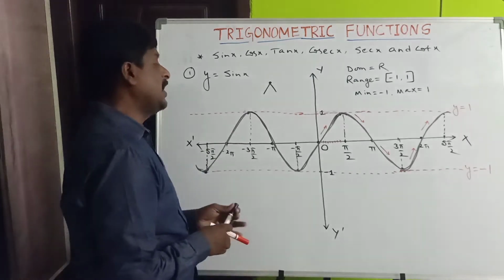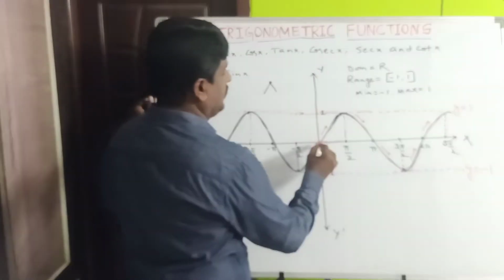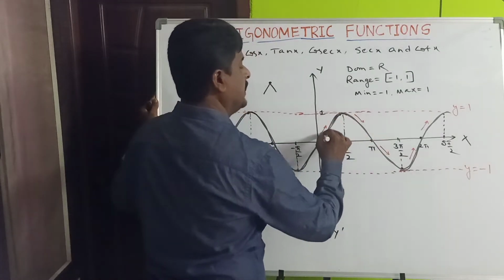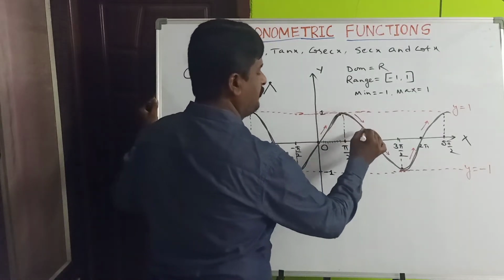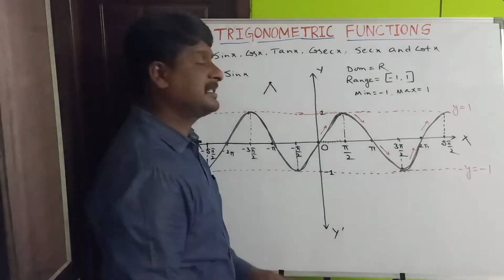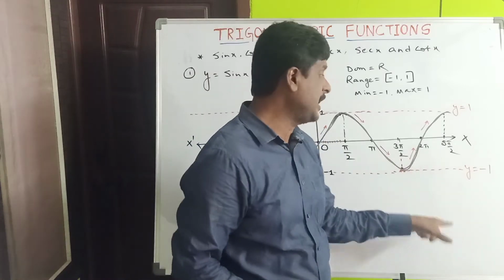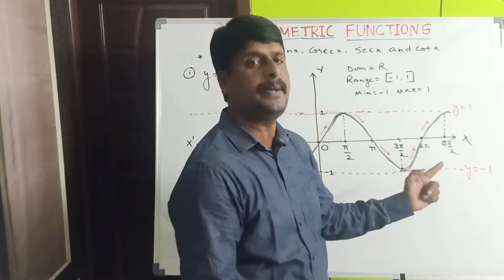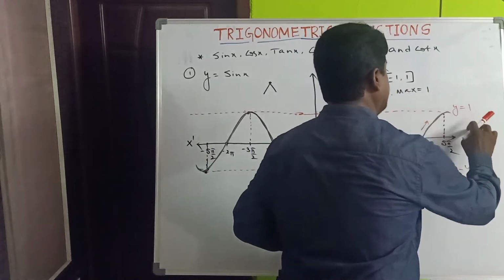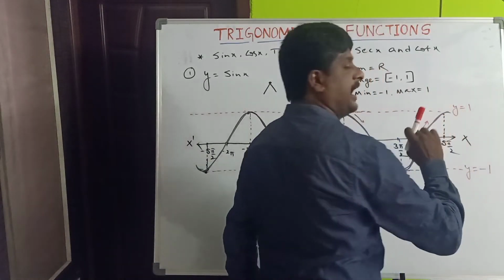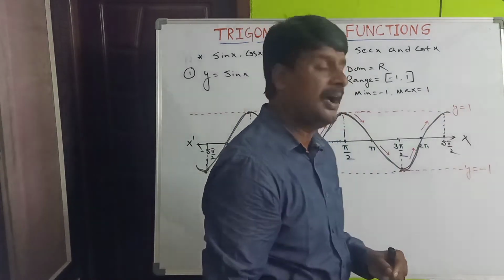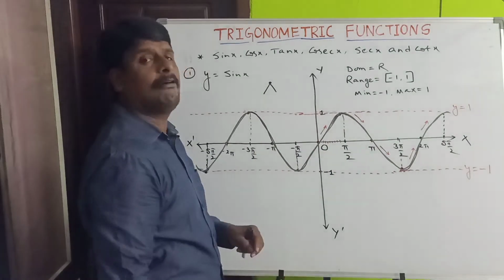And also the periodicity nature. Observe that from 0 to pi, there is one upward parabola, one loop of the graph. Again pi to 2 pi, one downward parabola. Because of inconvenience of space, I am drawing the graph of sin x till 5 pi by 2 only. If I continue like this, again we get 2 pi to 3 pi upward parabola, 3 pi to 4 pi downward parabola, which is already repeated earlier.